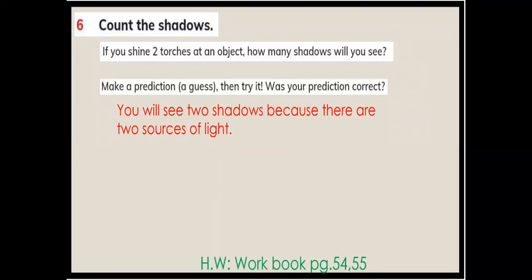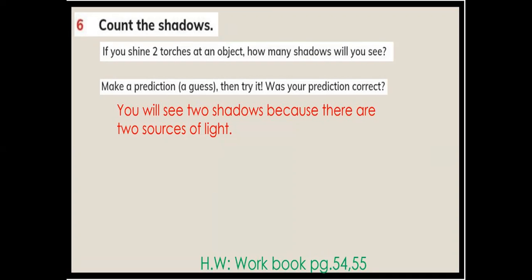Okay, question number 6. Count the shadows. If you shine 2 torches at an object, how many shadows will you see? Make a prediction, then try it. Was your prediction correct? So this is the experiment that we did in class. You are going to see 2 shadows because there are 2 sources of light. When you are holding 2 torches, there will be 2 shadows.